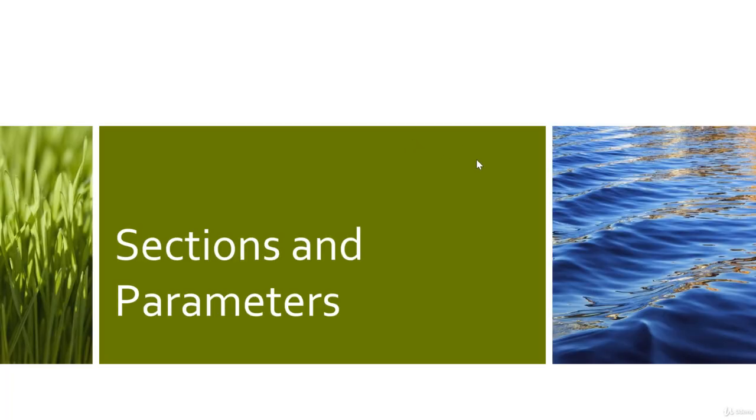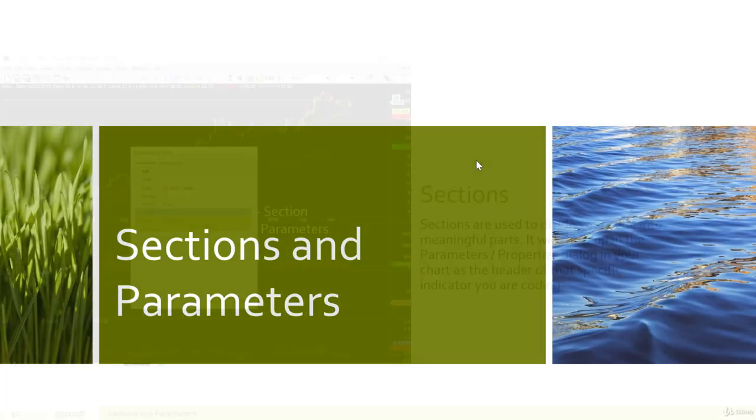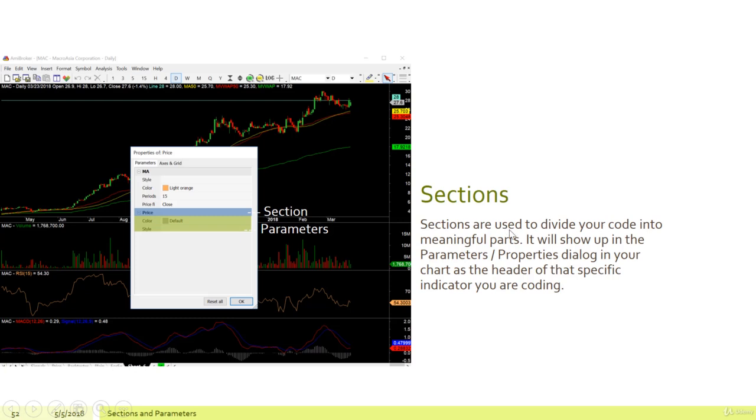Sections and parameters. Sections are used to divide your code into meaningful parts. It will show up in the parameters or properties dialog in your chart as the header of that specific indicator you are coding. So let's go back to AmiBroker.